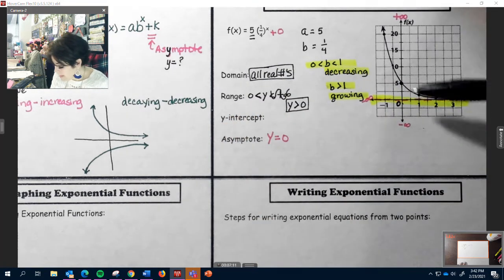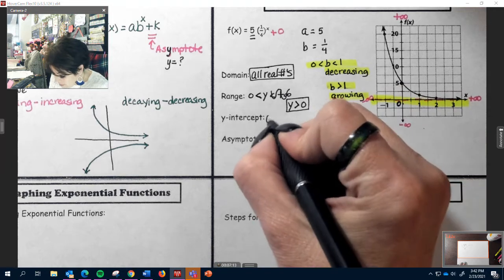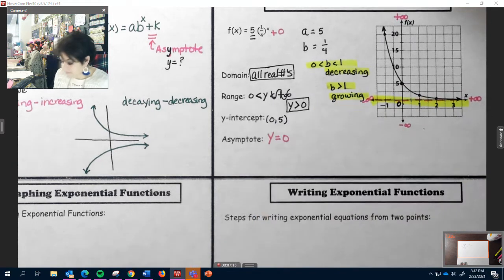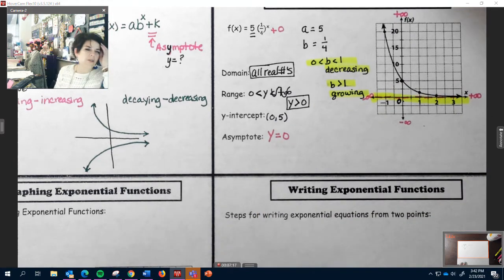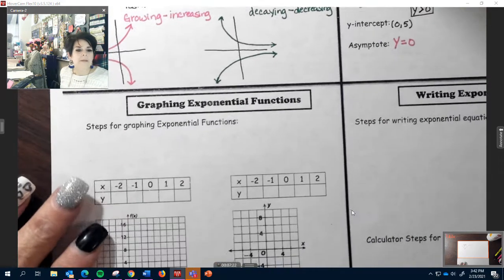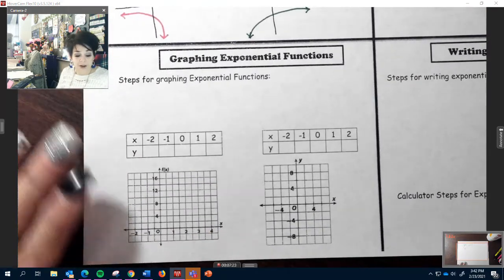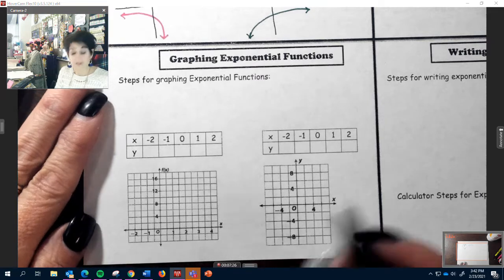The y-intercept I can see is right there at 0, 5. And those are the characteristics. You could get all those just by graphing it if you needed to, and it would work out there too. All right, so let's go down here and let's graph some exponential functions. So I'm going to give you a couple.